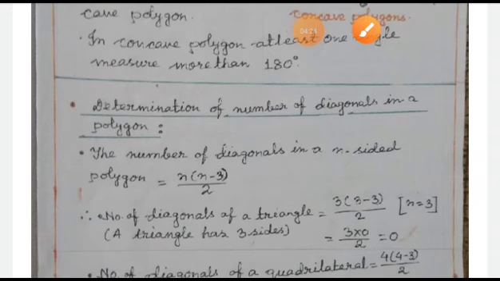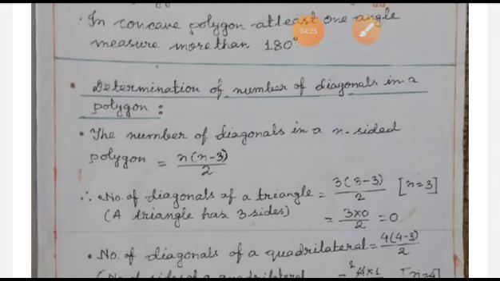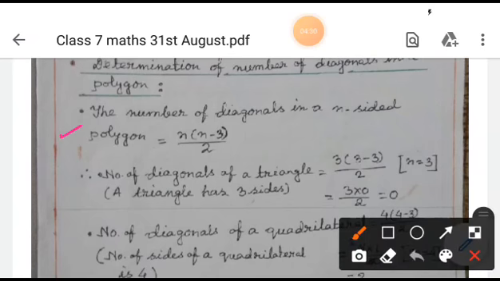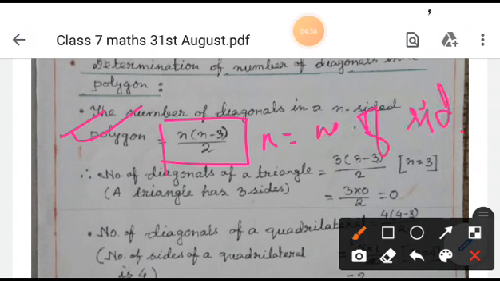Next, we have learned how to determine the number of diagonals in a polygon. For that, I have explained the formula. The formula is n into n minus 3 by 2, where n represents the number of sides.